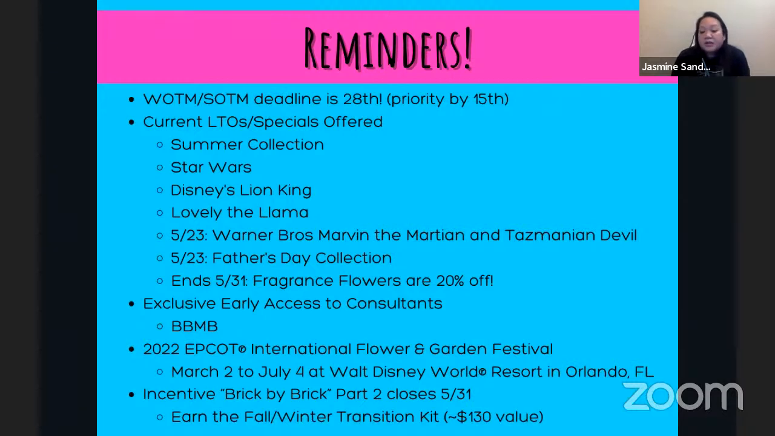And then, of course, the incentive Brick by Brick Part 2 closes at the end of this month. If you earn Brick by Brick Part 2, then you're also going to earn the Fall and Winter Transition Kit, which is about $130 in value. If you're close to it, I think this is a great nice little reminder that you still have 10 or 11 days left. If you're not close to it, don't bother. Just purchase that Fall and Winter Transition Kit later on. But I always like to go for those incentives because I want everything for free.